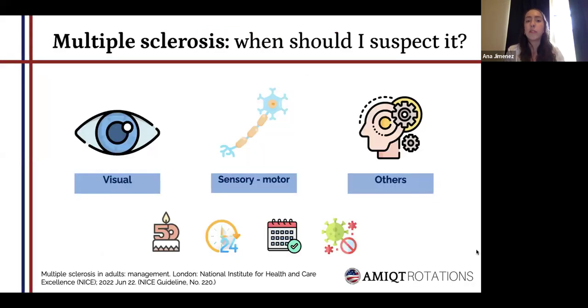Before talking about the evaluation that patients with incidental demyelinating lesions have, I wanted to talk a little bit about multiple sclerosis and when you should suspect it, as it is one of the main differential diagnoses in these patients.